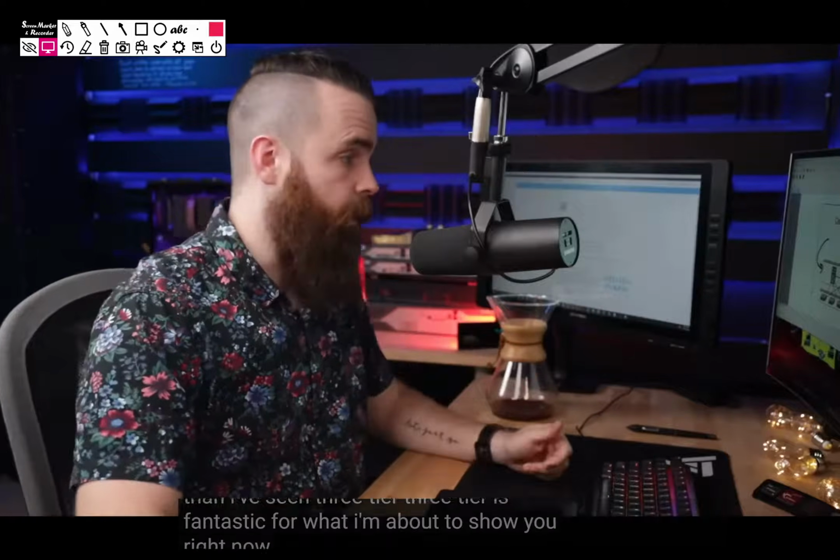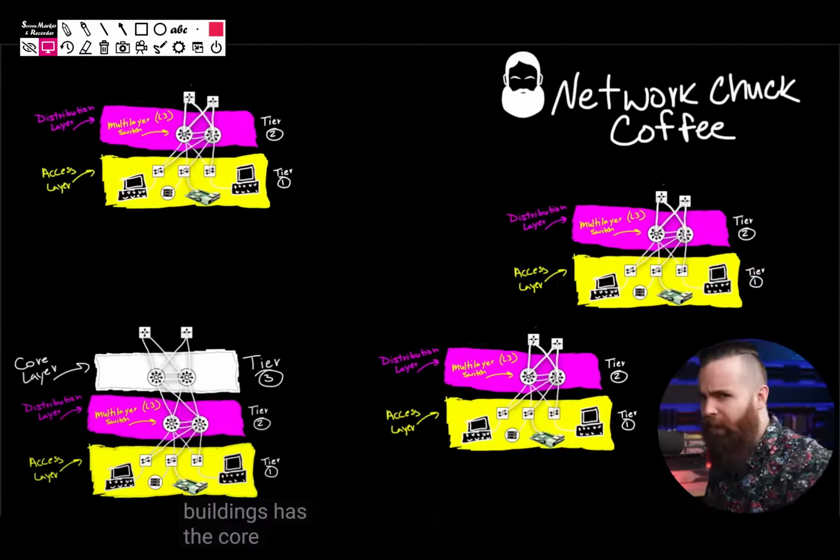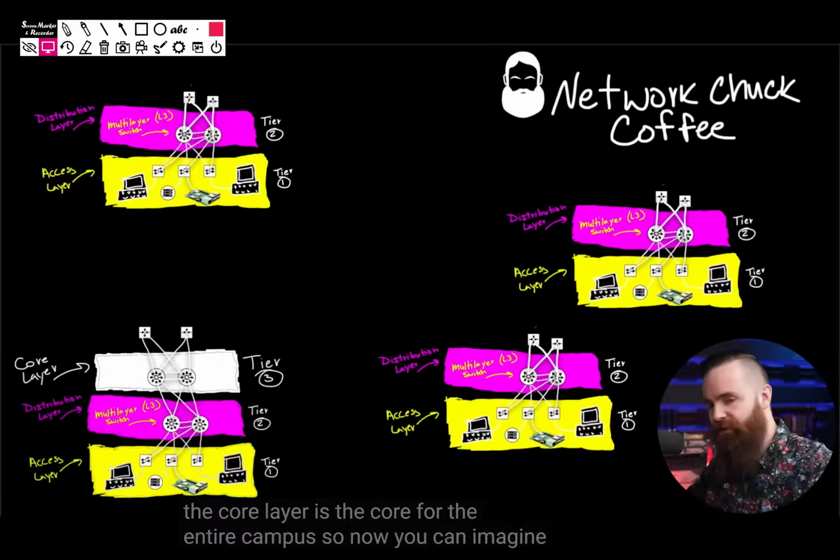3 tiers are fantastic for what I'm about to show you right now. Looking back at our 4 buildings here, here's our new design with a tier 3. Notice that only one of the buildings has the core layer, the tier 3 layer, and that's the design, right? The core layer is the core for the entire campus. So now you can imagine how this might simplify things.